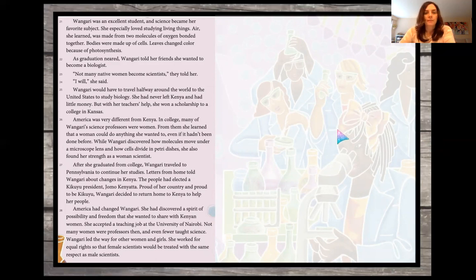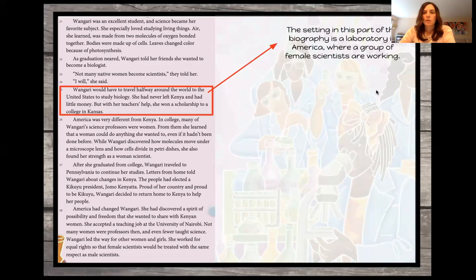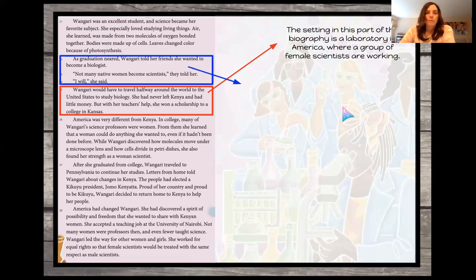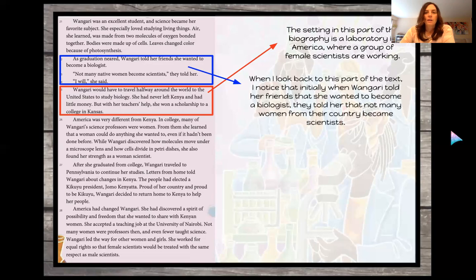In this paragraph, the setting is in a laboratory in America where a group of female scientists are working. But if I go back to the paragraph before that, we learn that initially when Wangari tells her friends that she wanted to become a biologist, they told her that not many women from their country become scientists. So this is an example of how cultural differences in the setting help us to further understand the text. And now I'm going to continue reading.